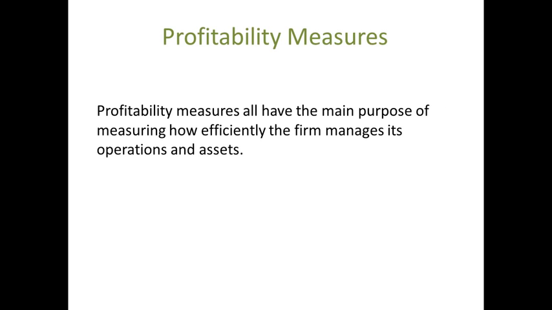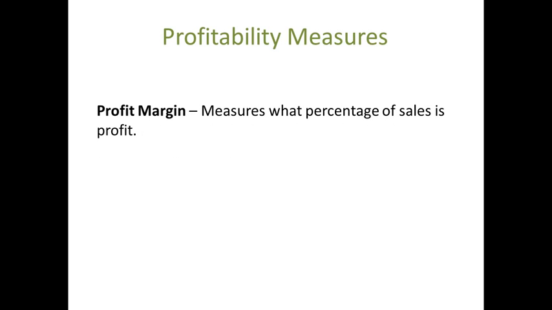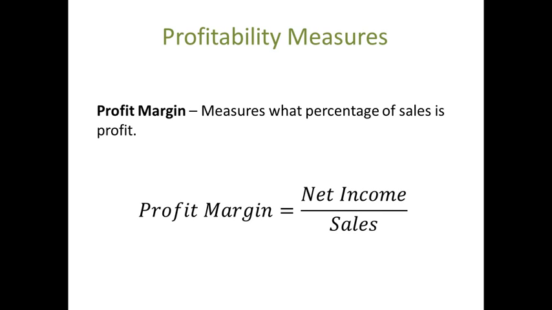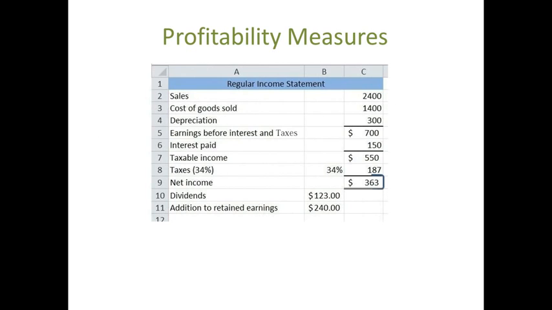The profit margin. Profit margin equals net income divided by sales. Our net income was $343,000 and our total sales were $2.4 million. This says that our company generated 15 cents for every dollar in sales.